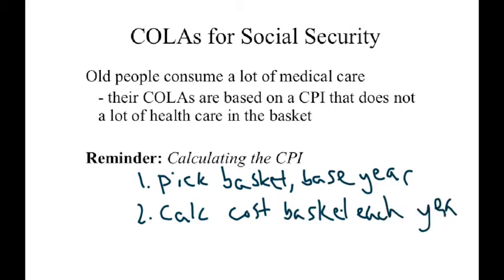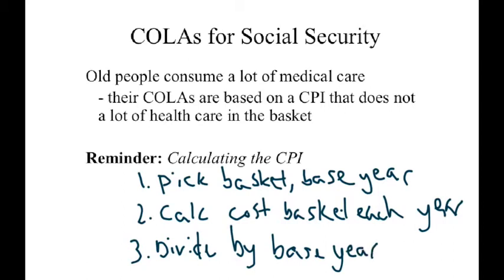And then our third step is we divide the cost of that basket in each year by the cost in the base year, and then multiply by 100. And that's a lot of tedious work. Usually you'd use a computer to do this, on a spreadsheet or a statistical package. But once you've run the numbers, you get a CPI that measures the price level for each year. It'll be 100 in the base year and then typically higher in each subsequent year because of inflation.